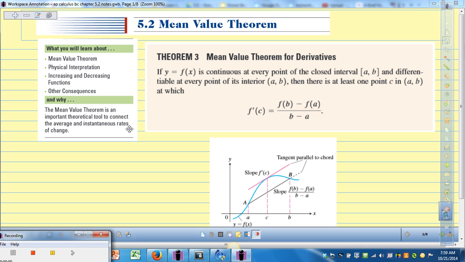It says, so from this investigation we have found that if we have a continuous differentiable function on a closed interval from A to B, there will exist at least one point where the words that we want to put in there are the average rate of change is equal to the instantaneous rate of change. Average rate of change equals instantaneous rate of change.